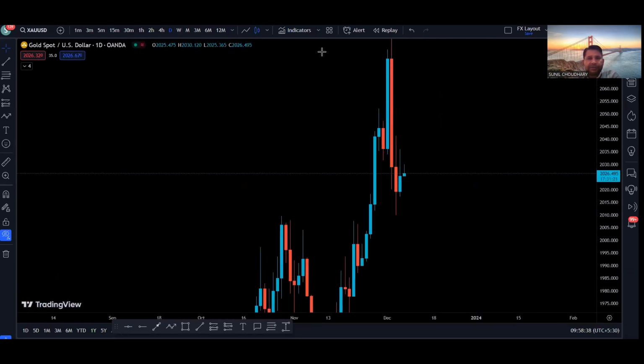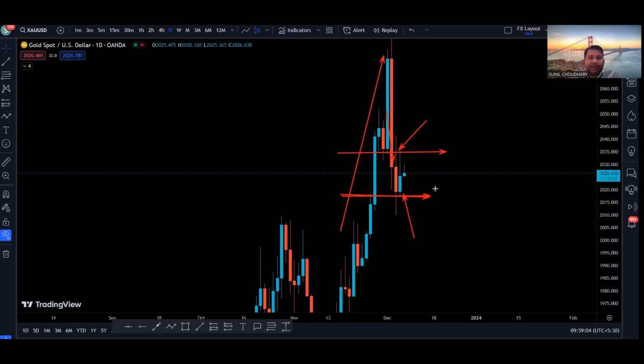Now here we can see that we created a high. I mean, the market structure is bullish on the daily time frame, but let's try to see from the intraday perspective. We have this support, price came down, and yesterday's candle closed bullish but with a rejection. So basically we created a support.